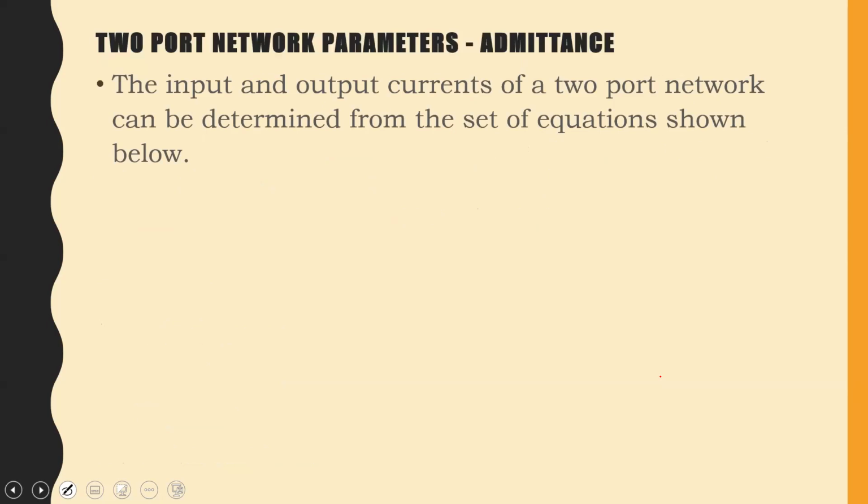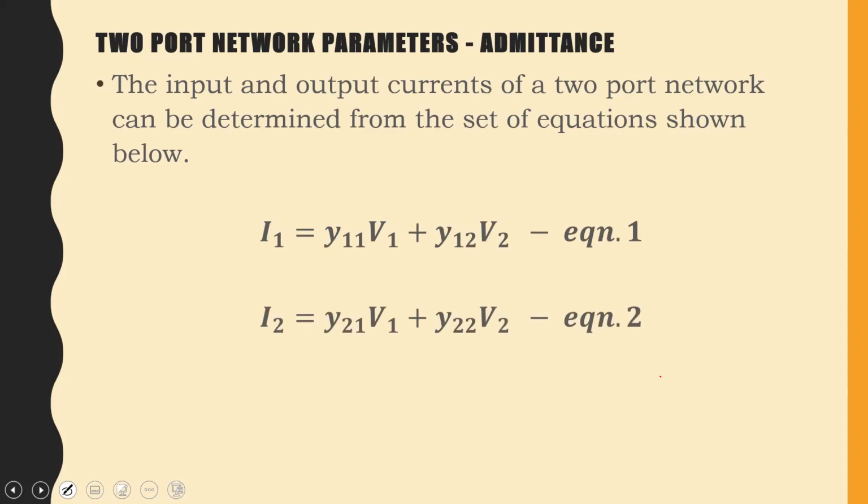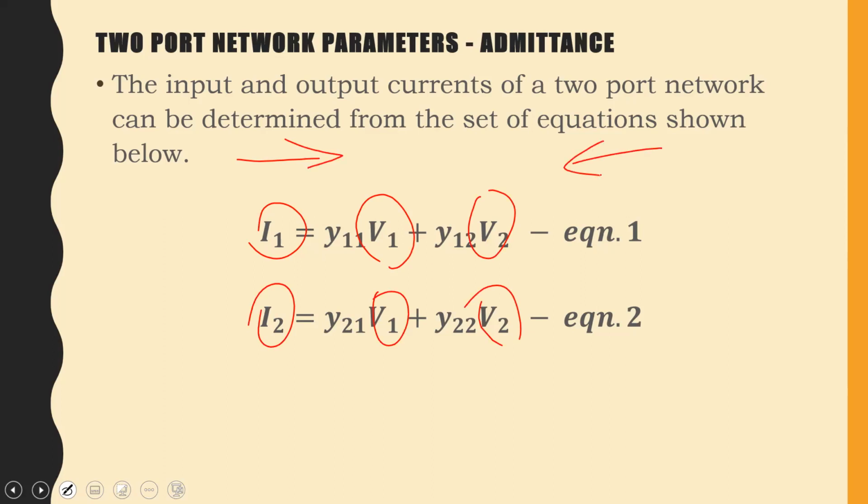For the admittance parameters, the input and output currents of any two-port network can be determined from these two equations. Students, remember when we just started two-port networks, we gave you some basic principles. We indicated that the input current, in this case I1, is going in at the upper terminal. We also spoke about the voltages V1 and V2. That's the same thing we're referring to here. And remember, currents are going in at the upper terminals. All of those principles must be applied when we're doing this.